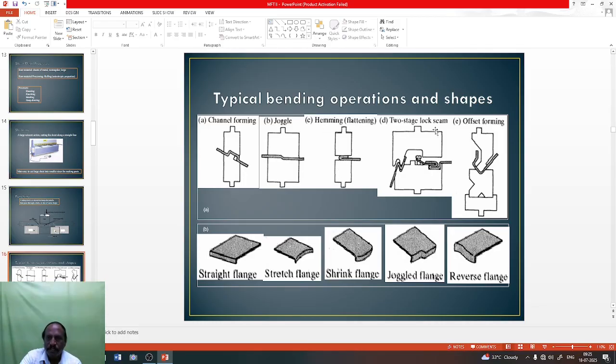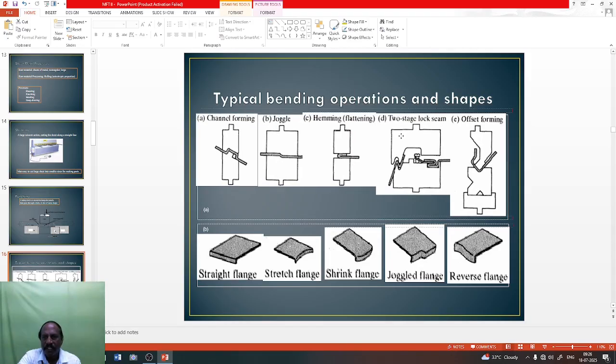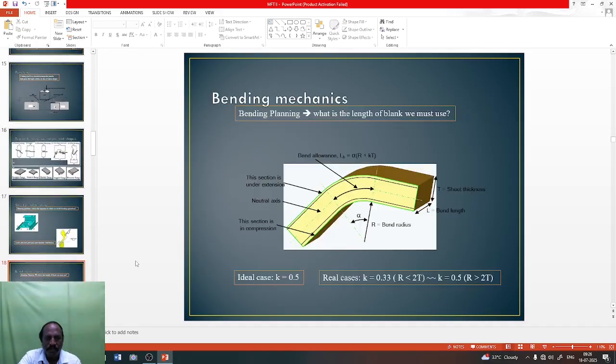That is flattening. Stud tray lock seam. The lock seam means that you are connecting the sheet metals. One sheet metal you bend to an S type or L type, and they are connected. This is known as the lock seam. And offset forming. The direction you are changing to one direction, like a V. This is known as offset forming. This is straight flange, stretch flange, shrink flange, joggled flange, and also reverse flange. These are the shapes of sheet metals.